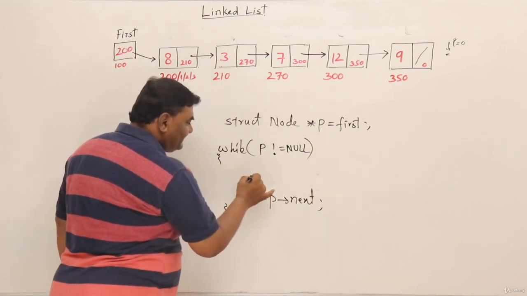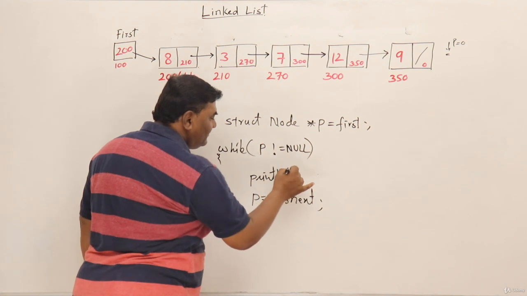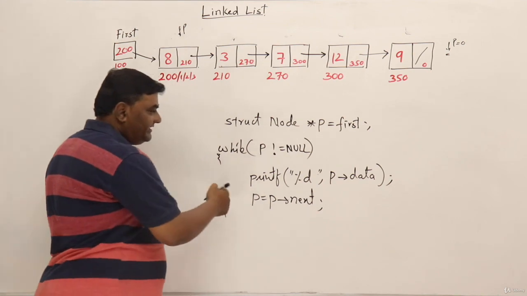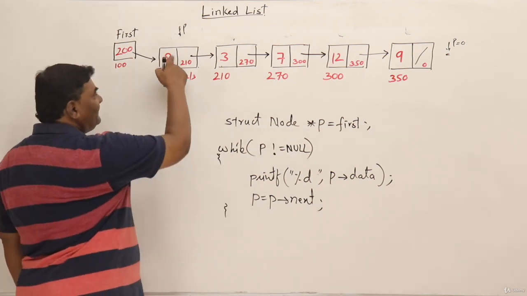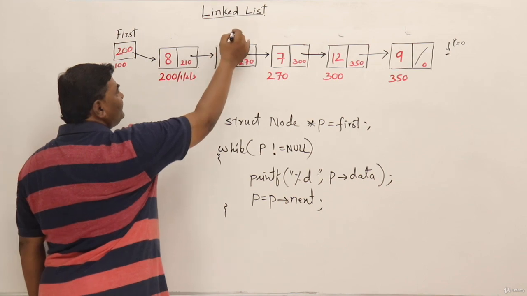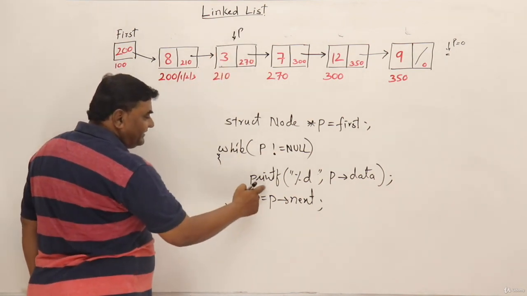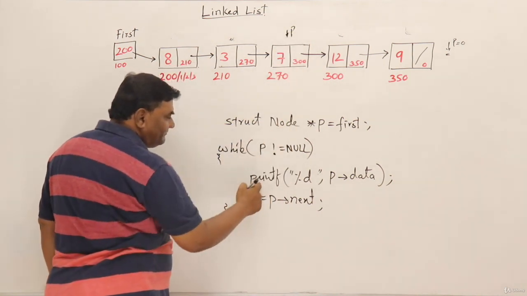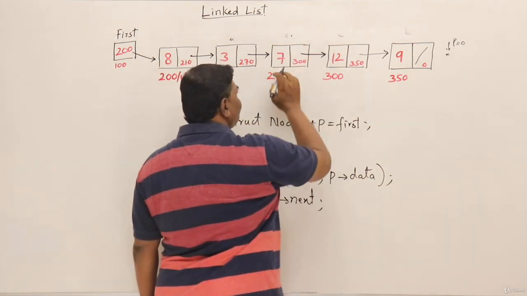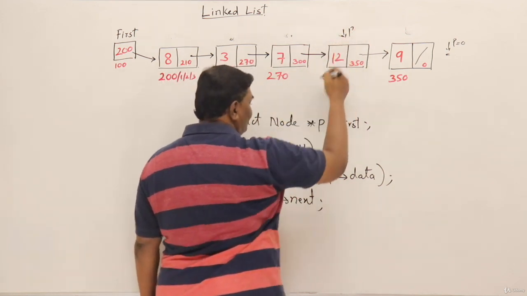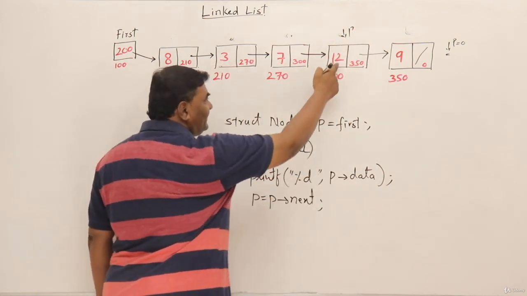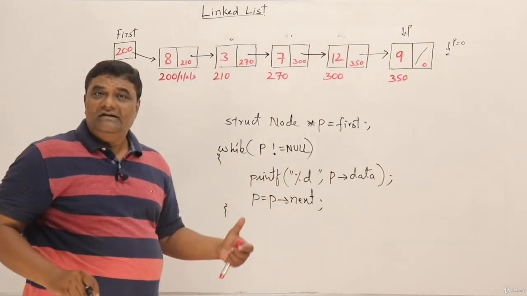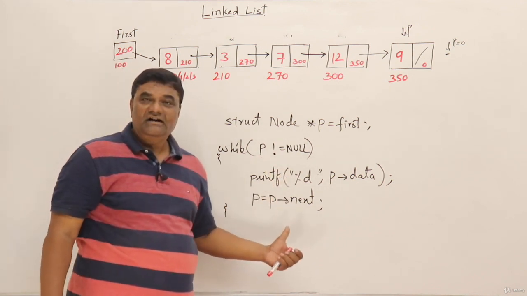But before that, I will say printf %d P caps data. Now let me read the code. First it will print the data and move the pointer. Pointer goes here. Again, print the data, move to the next node. Pointer goes here. Pointer is not null. Print the data and move to the next node. So 7 it will print and move to the next node. Then pointer is not null. Print the data, print 12 and move to the next node. Continue. In this way, this will print the entire linked list.